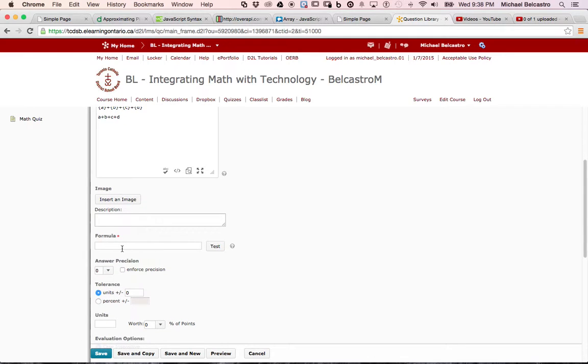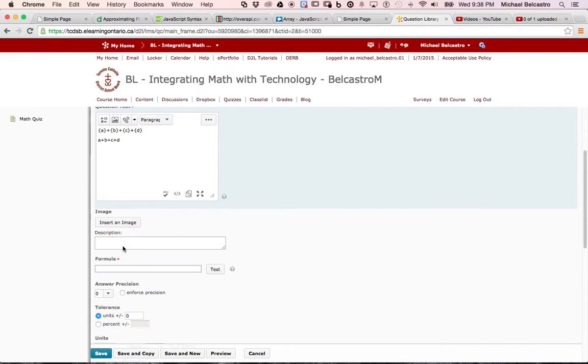Okay? Formula. This is really important. In order for the computer to mark this question, we have to tell it what formula to use. Now, this one's really straightforward. You might just go A plus, and you have to use the curly brackets again, B plus C plus D. Okay. It might be more complex. You might want to change something from standard to vertex form and ask for what the x value is with a quadratic. There's so many things. You've got to get creative with your formulas, but this is the basic idea.